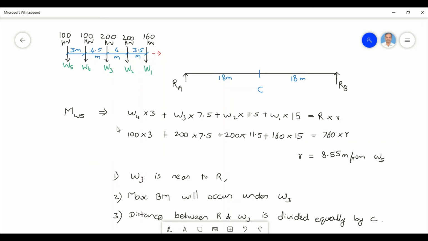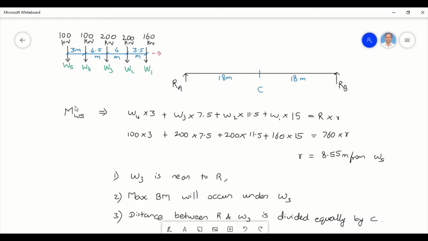Let us consider a simply supported beam AB having a span of 36 meters, and let C be the midpoint of this AB. There is a train load from W1 to W5 with intensity of 160, 200, 200, 100 and 100 at a given distance between each other. We will try to estimate the value of maximum bending moment when this load moves over this beam.